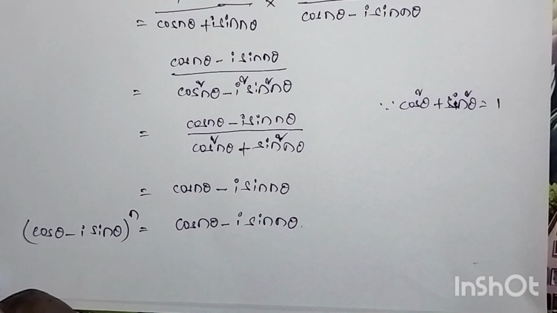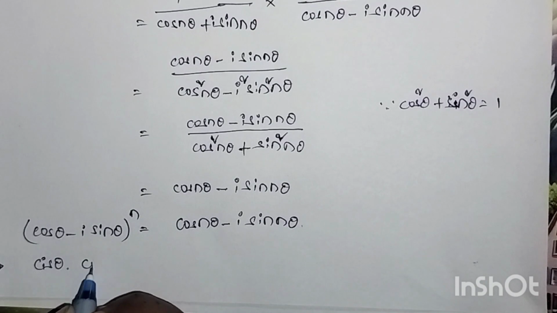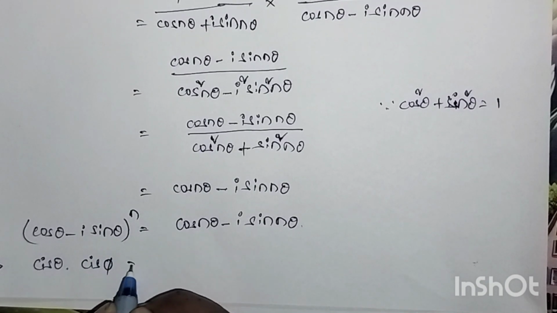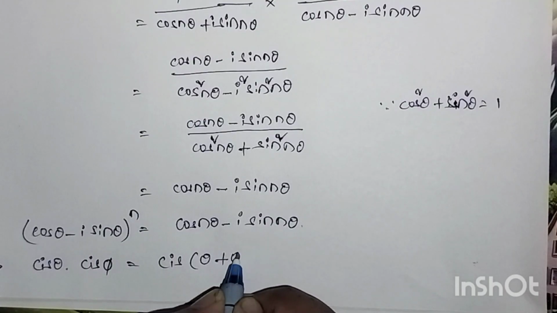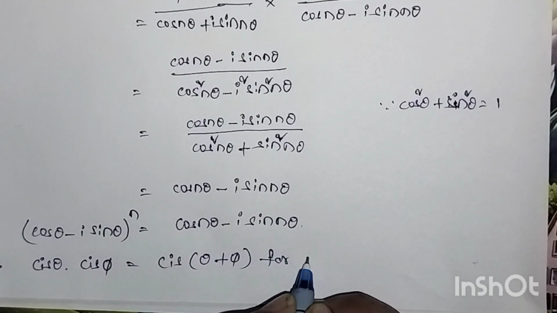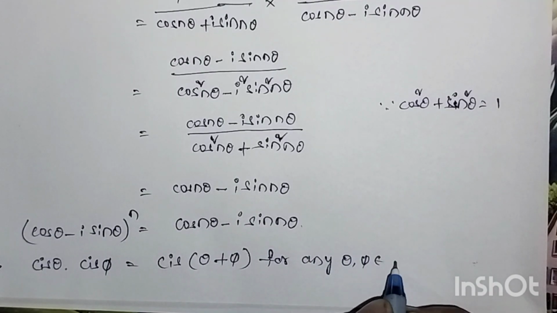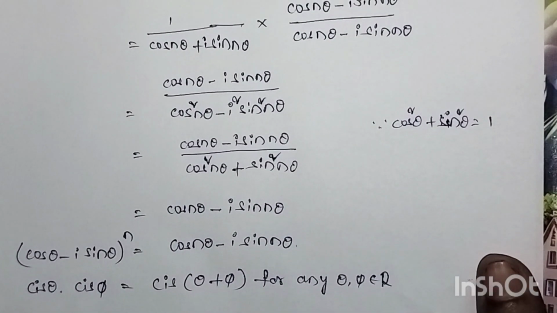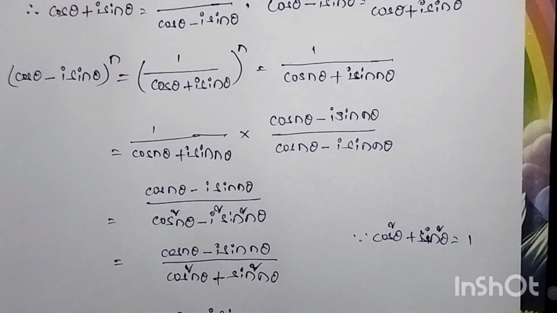Next formula: cis theta into cis phi equals cis of (theta plus phi), for any theta, phi belonging to R. R means real numbers. So we can remember these formulas. Let's start the exercise.